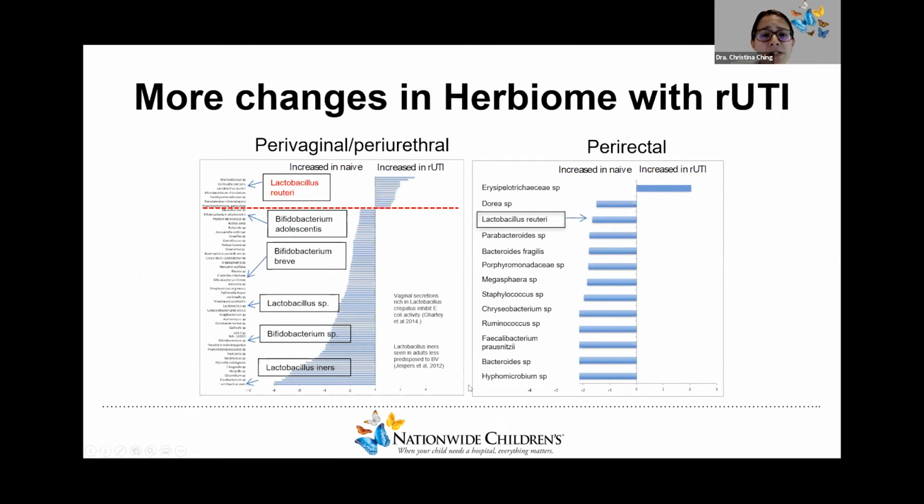In those females who were UTI naive, so our controls, they had more bifidobacterium and lactobacillus, except for lactobacillus reuteri, which was found more in those with recurrent urinary tract infections. Lactobacillus reuteri is commonly found in oral probiotics, and we did not ask families about probiotic use to know if this could be causing this finding. Similarly, we found more lactobacillus in the perirectal swabs of those without a history of UTI in the naive group.